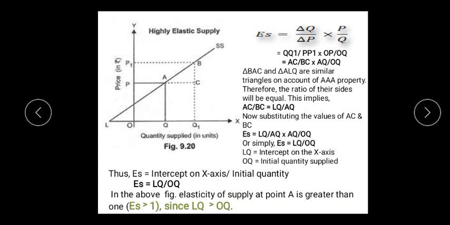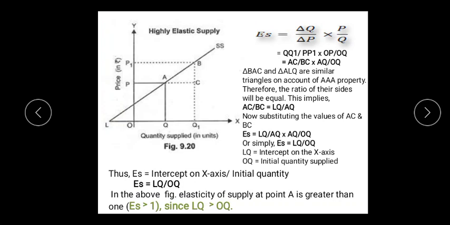Now when the price rises to OP1, quantity supplied also rises to OQ1. That is, when price increases from OP to OP1, quantity supplied also increases from OQ to OQ1, as there is a positive relationship between price and quantity supplied. The SS curve in this figure is extended beyond the y-axis so that it meets the extended x-axis at point L, here.